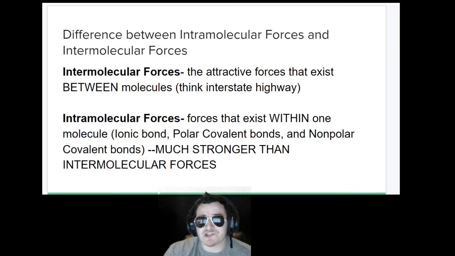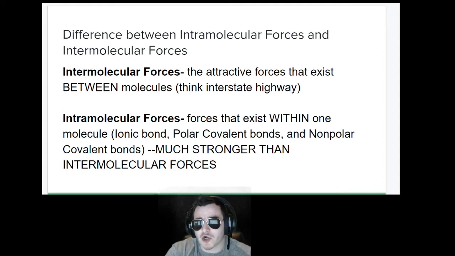So the last topic of today's video is intramolecular forces and intermolecular forces. Our discussion thus far, in this entire unit, has always been concerning the intramolecular forces. Intra means within. And so it's talking about those individual bonds that occur between these two atoms. Ionic bonds, polar bonds, nonpolar bonds. And they are much, much, much stronger than intermolecular forces, which is what we're going to talk about now.